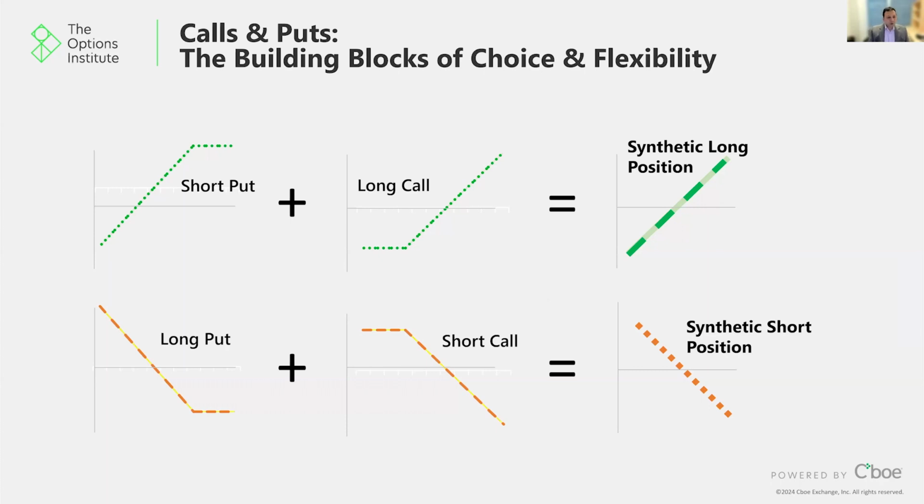They give you that choice, they give you the flexibility, right? So if I take a short put and I add a long call, so short put plus long call, it mimics or looks very similar to a synthetic long position. Financially, or economically, I get the same economics of being long stock if I do a short put and a long call on the same strike.